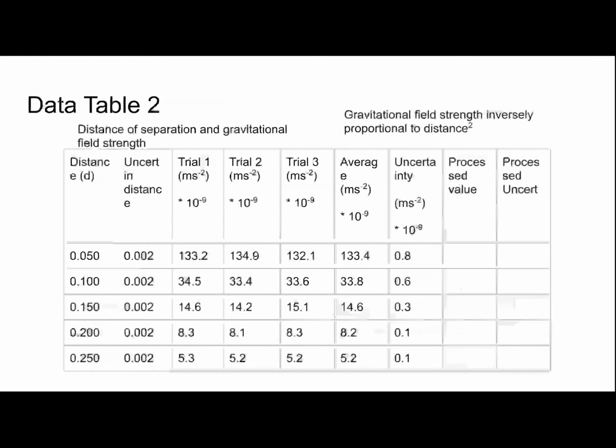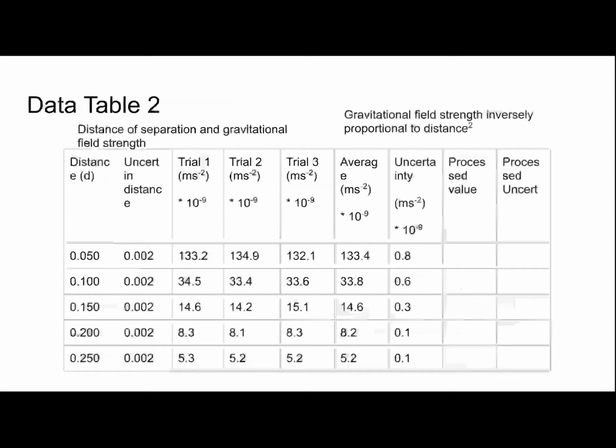Alright, so data table 2. In this case, we have a distance of separation and gravitational field strength. I'm telling you that the gravitational field strength is inversely proportional to the distance squared. So G is proportional to 1 over D squared. So try to fill out this table.